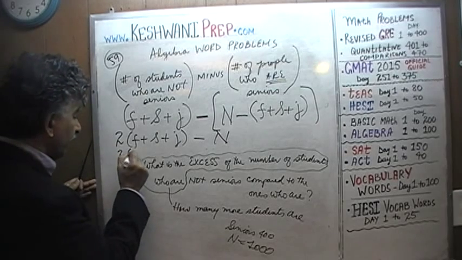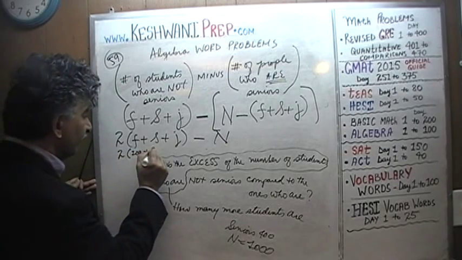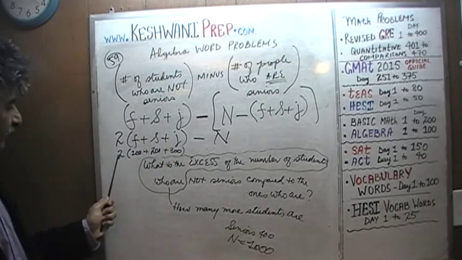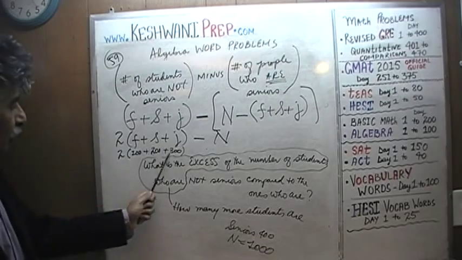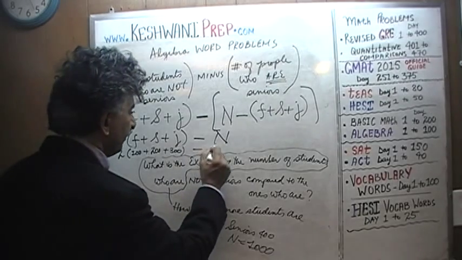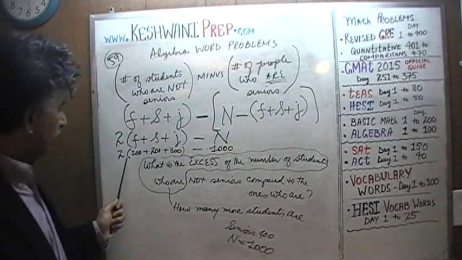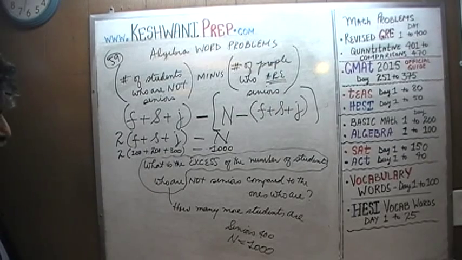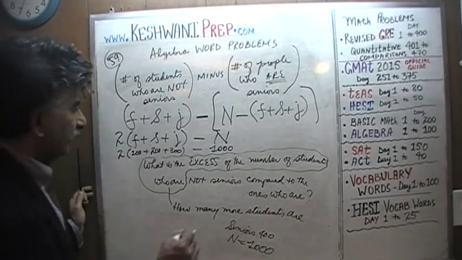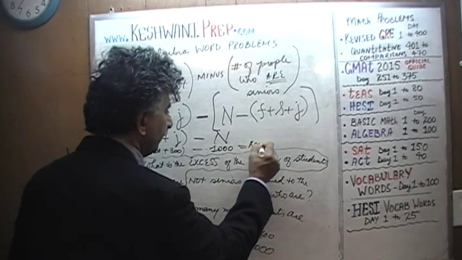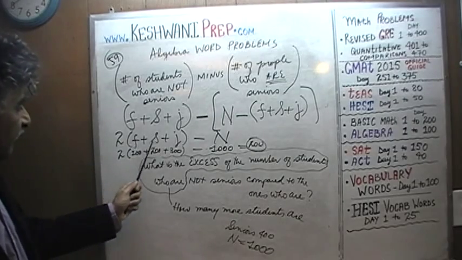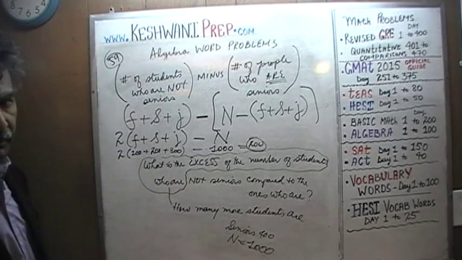2 times F plus S plus J, we said, was 100 plus 200 plus 300. That's 600. 600 times 2 is 1200. 1200 minus N, which we said was 1000, is exactly 200. That tells us that this answer is correct. The final answer is 2 times F plus S plus J minus N.